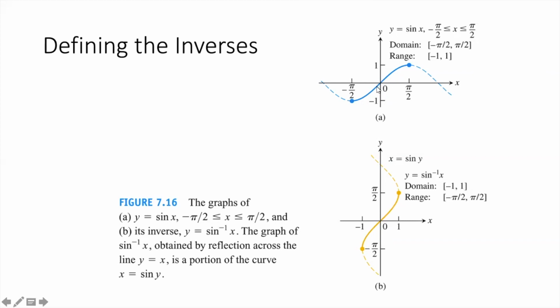We've taken this graph and reflected it across the line y equals x. Remember that the domain of a function becomes the range of the inverse function, and the range of the function becomes the domain of the inverse function. So y equals inverse sine of x, also known as y equals arc sine of x, has domain closed interval from -1 to 1, and the range is the closed interval from negative pi over 2 to pi over 2.